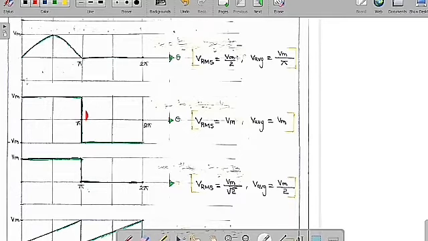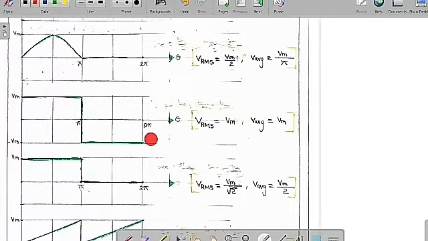Suppose there is a square signal with positive Vm and negative Vm, so minus Vm. Here the average value will be equal to Vm, because we take only the positive half cycle but not the negative half cycle, and the RMS value is also equal to Vm. So the average value is equal to Vm and the RMS value is equal to Vm for a pure square wave signal.